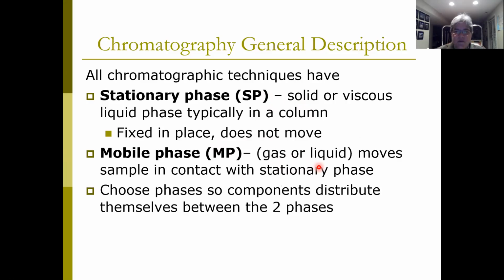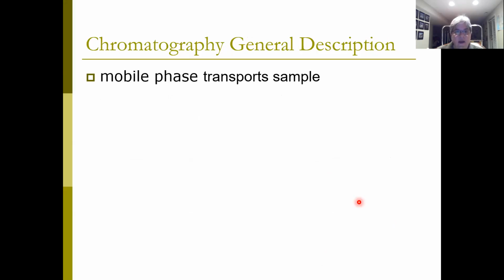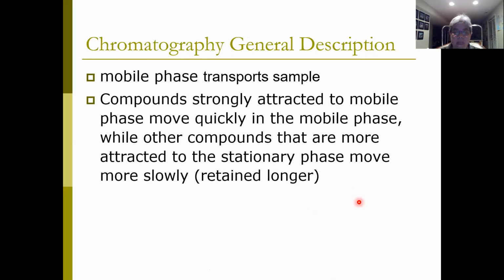We choose these 2 phases so that my analyte will go back and forth between the 2 different phases. We want it to spend some time in the stationary phase and some time in the mobile phase, so it will distribute itself between those 2 phases. The mobile phase's job is to carry, to transport, to move the sample through the stationary phase. If you have a compound that really likes the mobile phase, then it will stay in the mobile phase mostly, and it will move quickly through the system. If you have compounds that like the stationary phase more, they will tend to move slower through the system because they spend more time in the stationary phase. We say that they're retained. That word retained means they're held back.